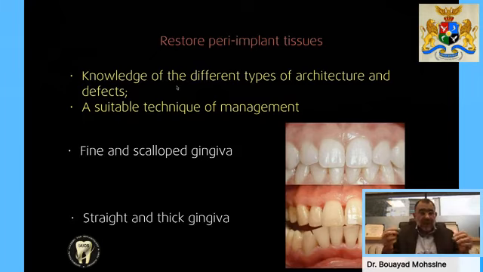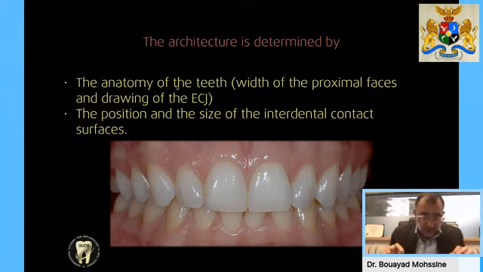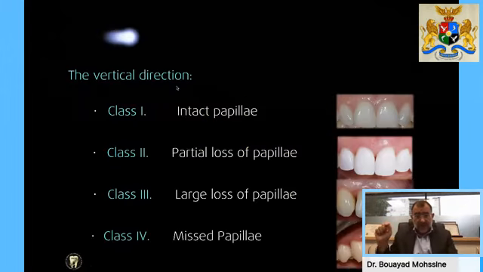As you know, we have different kinds of architecture in the mouth. We have a fine and scalloped gingiva or a straight and thick gingiva. And the architecture is determined by the anatomy of the teeth, the width of the proximal faces, the drawing of the enamel cementum junction, the position and the size of interdental contact surfaces.